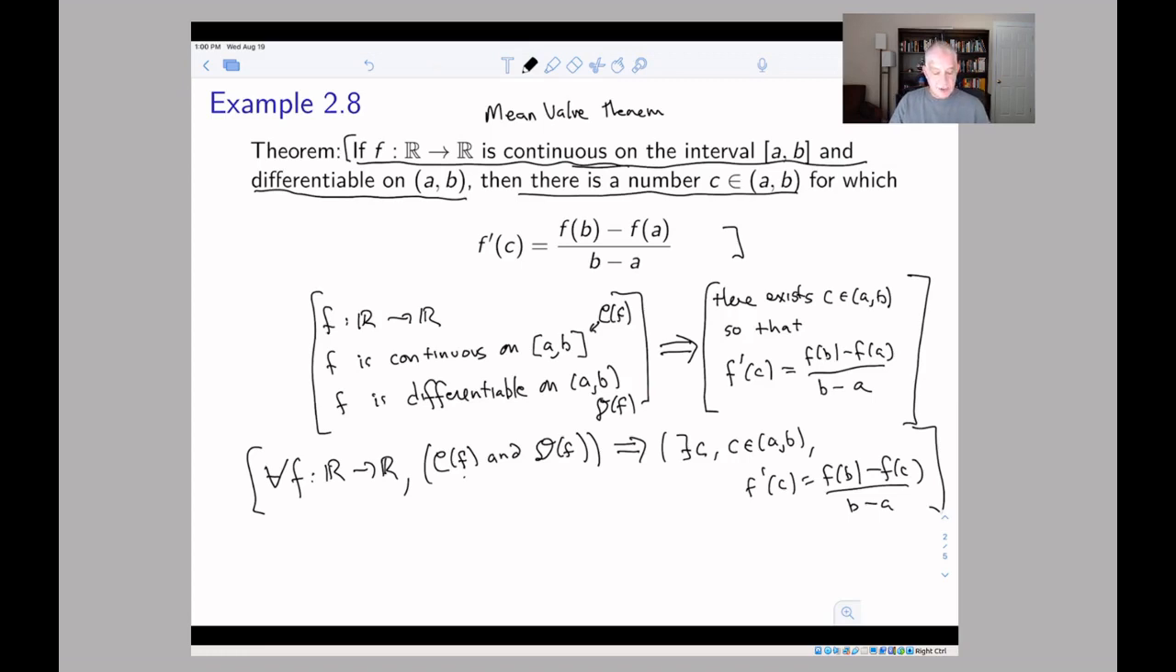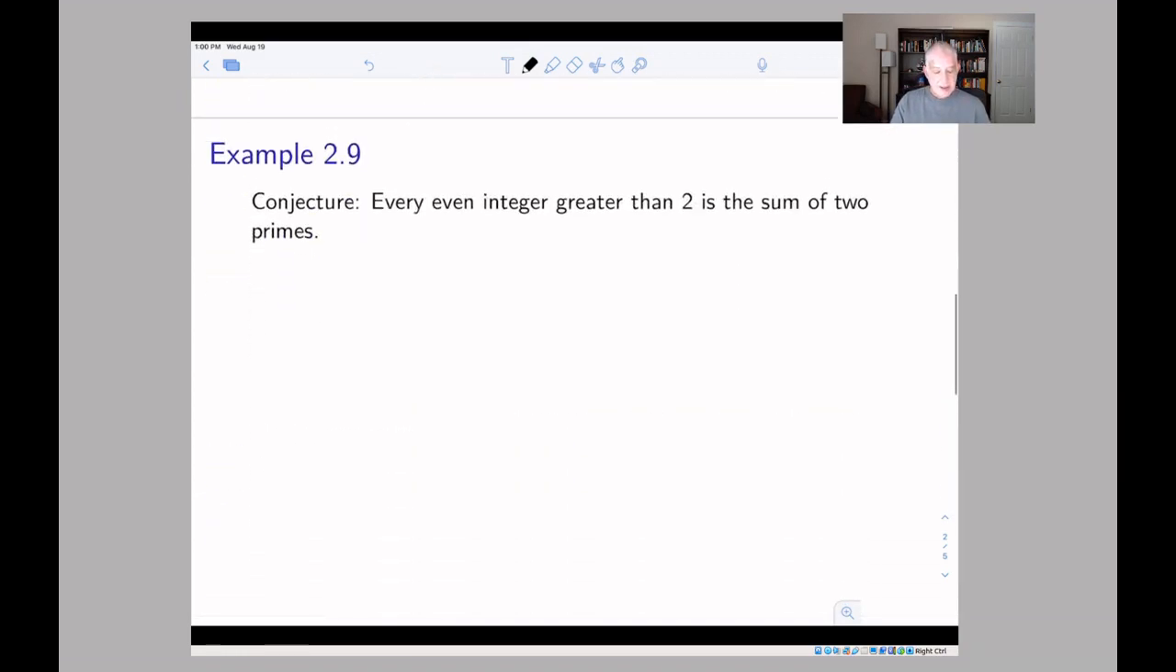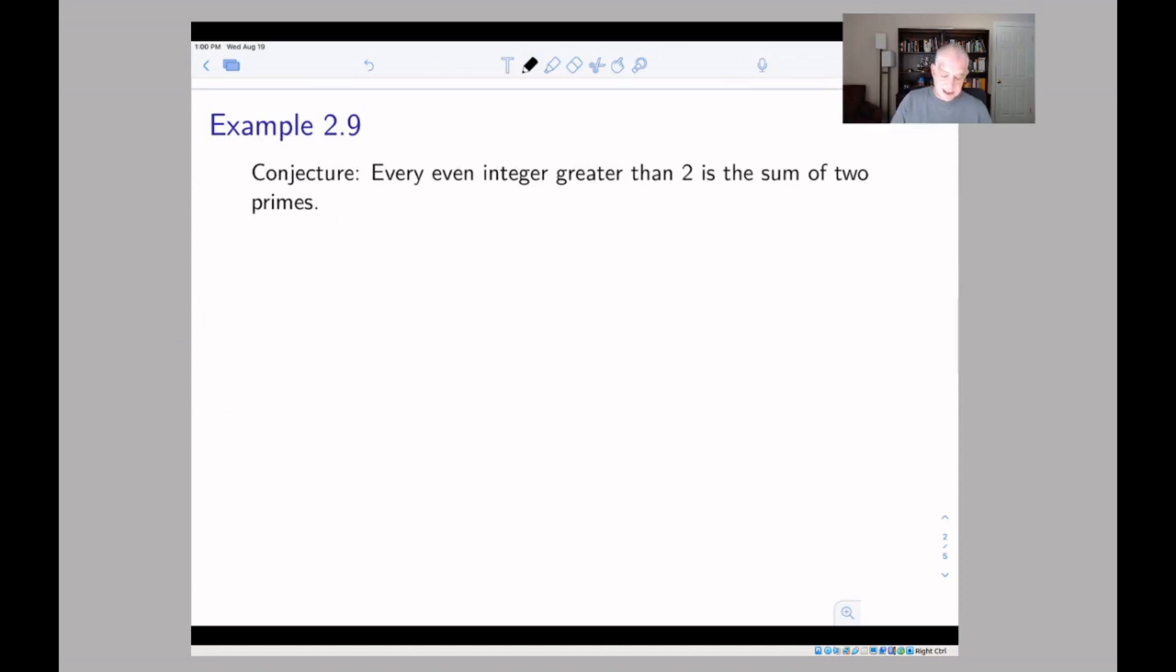Let's look at a couple more examples. This is mentioned in the book as well. It's example 2.9. This is called Goldbach's conjecture. And it says that every integer greater... a conjecture is something which people believe to be true, but which they're unable to prove either way. So every even integer greater than 2 is the sum of two primes.